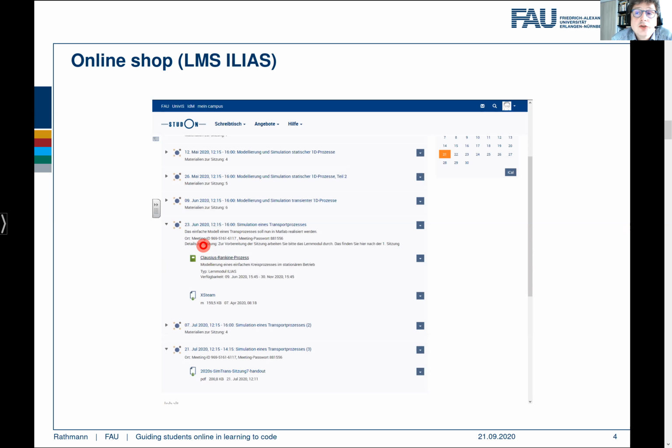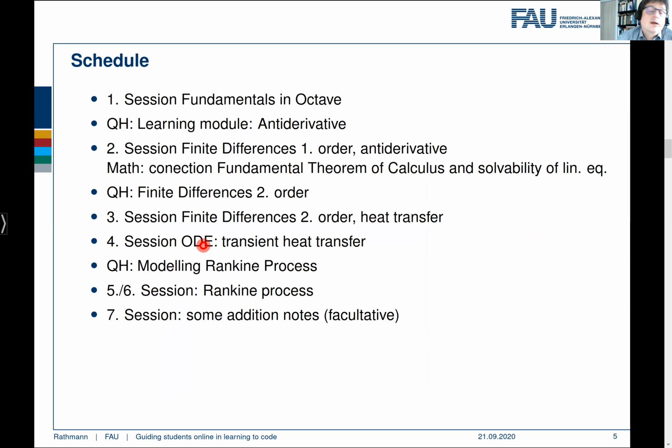We usually start with between 20 and 30 students, and we end up with half. So between 10 and 15 students will run this course up to the end, and not all of them need the credit points. Most of them just do it to learn something without the need of credits. And the whole course is partitioned into several sessions.